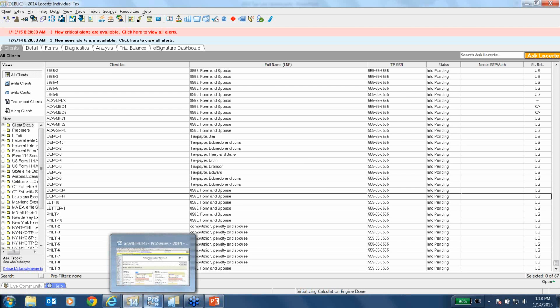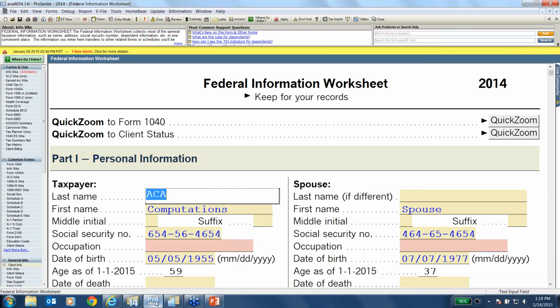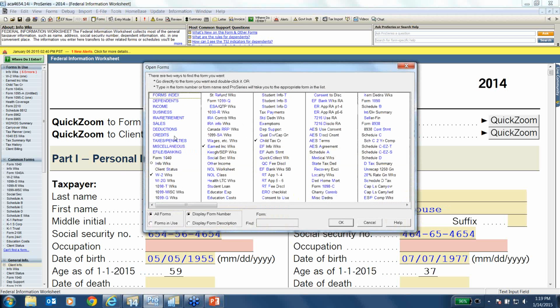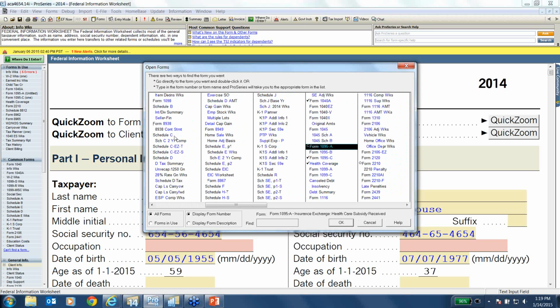Now if I go over to ProSeries, you're going to notice it's very similar. So I'm not going to go as deep as we did with LaCert. The source documents are all listed in here. We have the 1095A, B, and C. And again, it's going to be pretty much identical to what we saw in LaCert because all the inputs capture whatever was in the source documents.